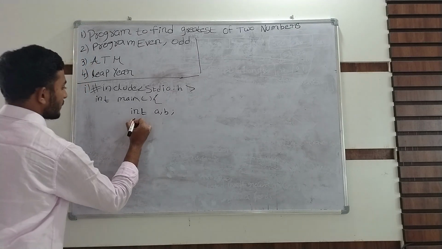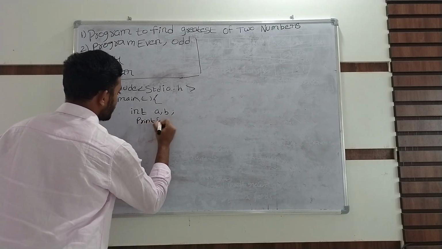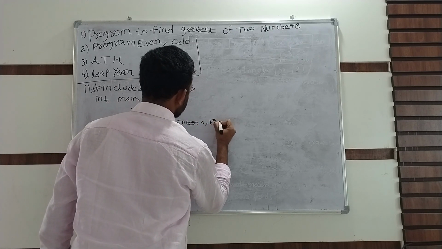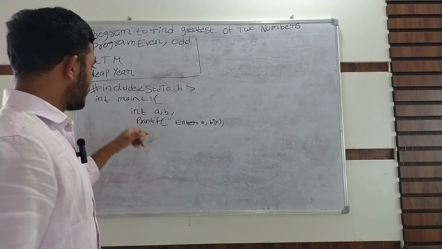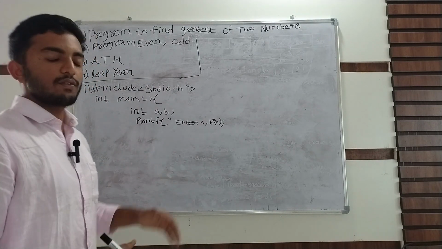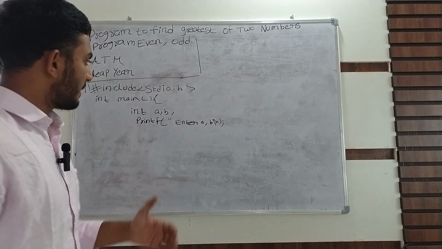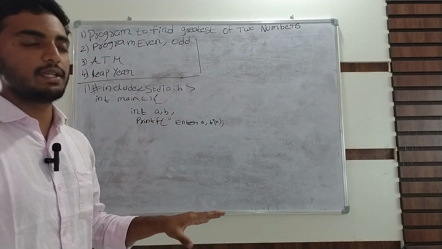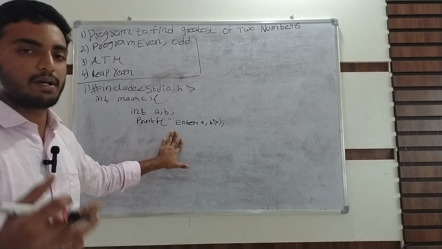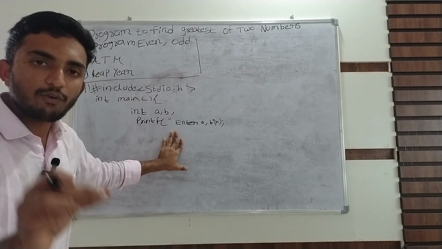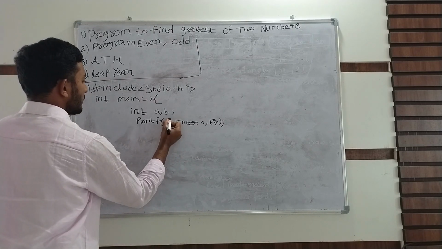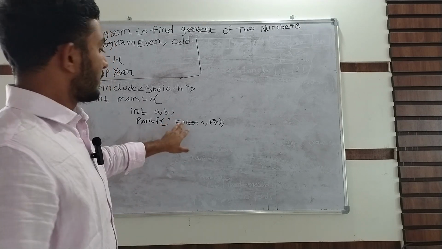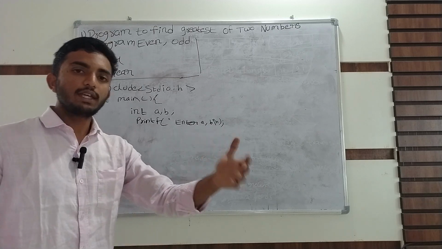For example, first printf, enter a comma b. Why am I using printf before scanf? For good readability. On starting the program, we see that the compiler shows enter a comma b. That means we have to enter the values of a comma b. Inside the double quotes, whatever we enter will show on the output.